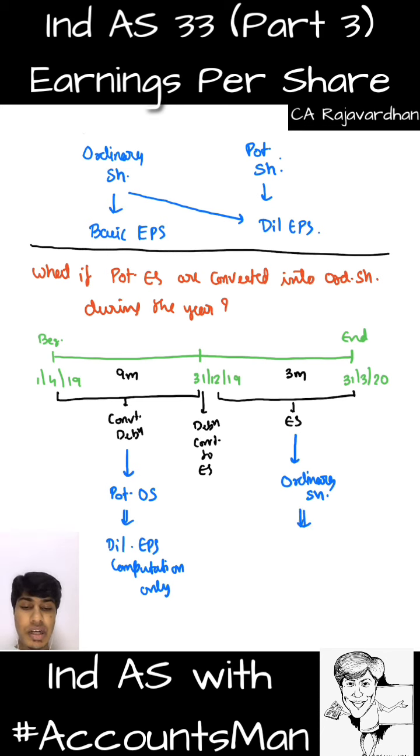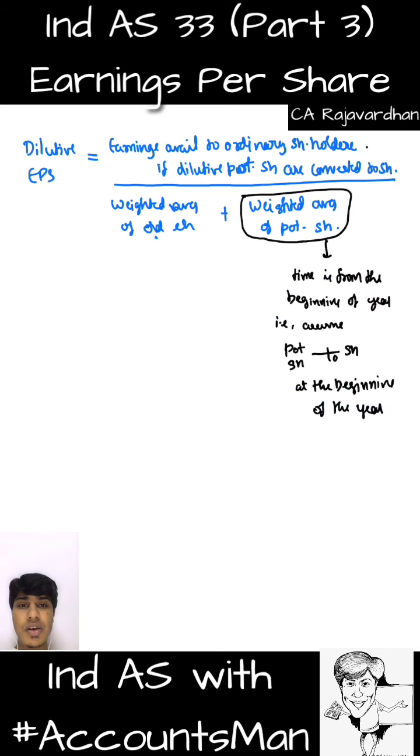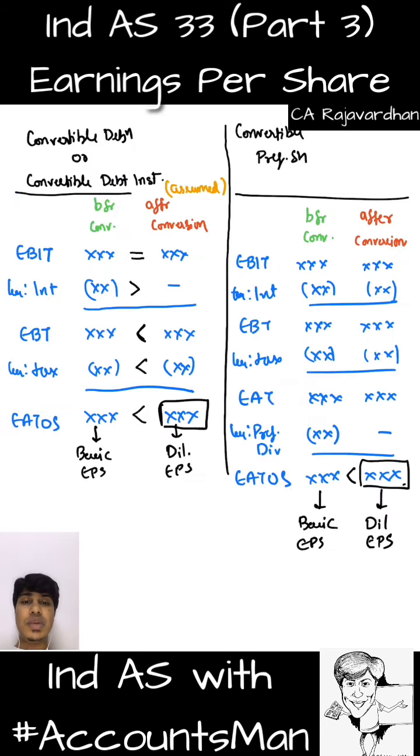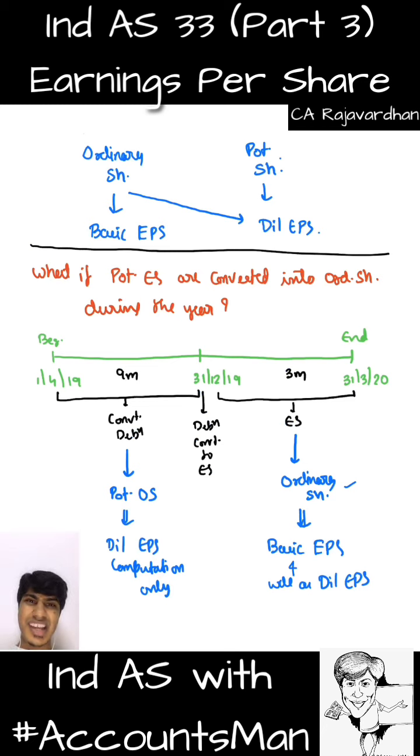However, if it is an ordinary share, then what will happen? Basic EPS as well as diluted EPS, because once it becomes an ordinary share, it is there in the denominator of diluted EPS also. If it is basic EPS, we would have considered only this part. If it is diluted, we take this plus this, whereas this is an ordinary share, so I will take this here as well. So that's a very interesting discussion. There can be questions on this in the examination, so please be prepared for this.